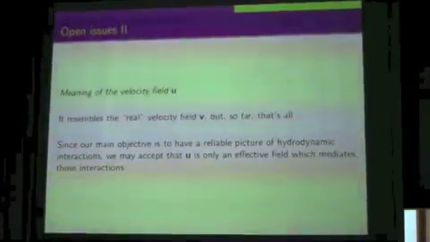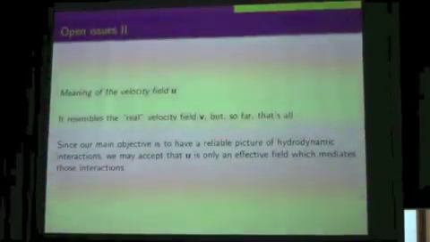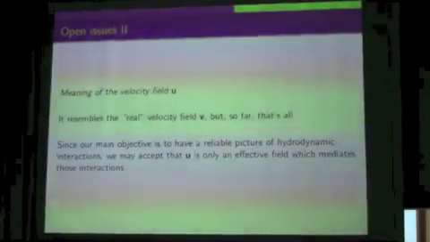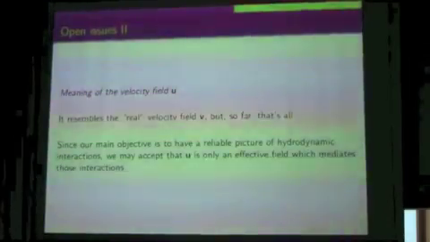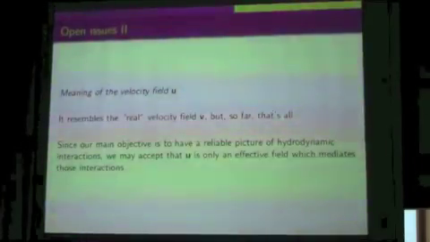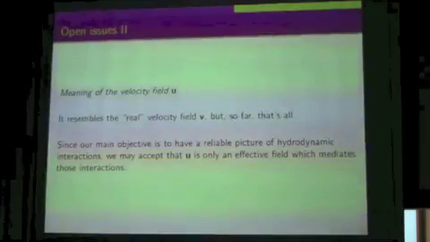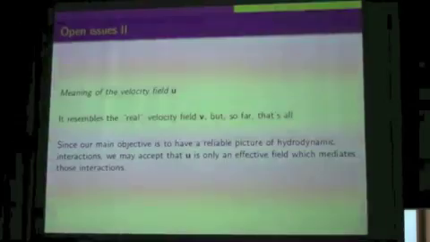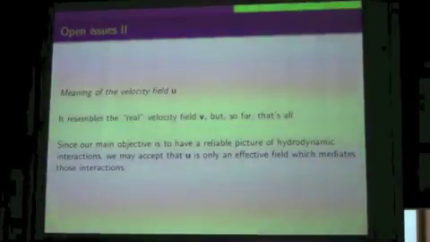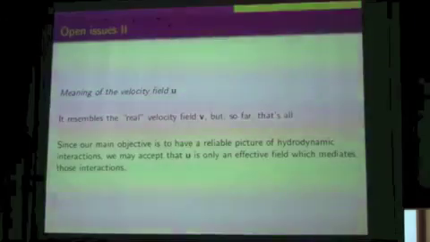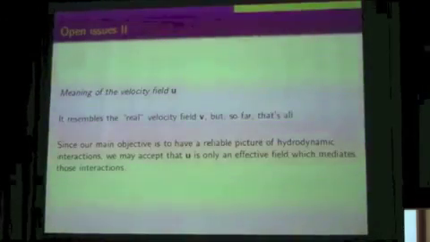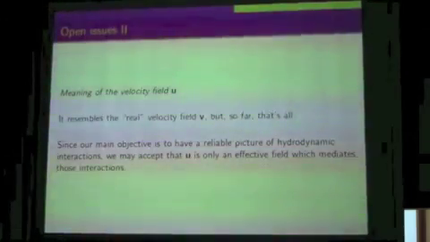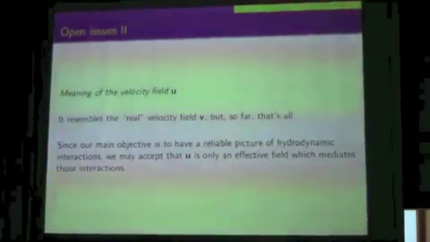Another open issue is the velocity field U. Dimensional analysis says that it is a velocity field, but it is not the real velocity field. It is similar to it, but definitely different. And I tried to obtain that U with, let's say, average procedures, but I wasn't able to do that up to now.